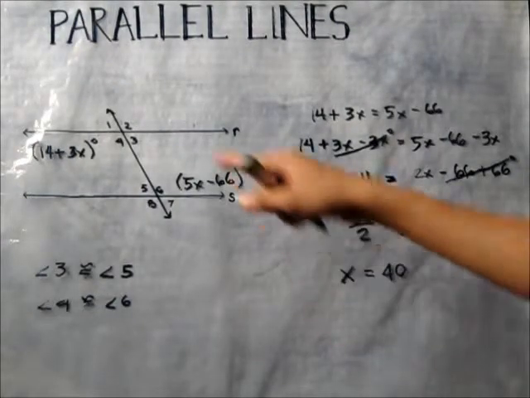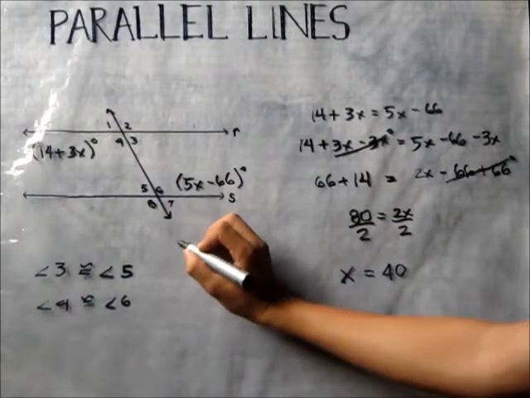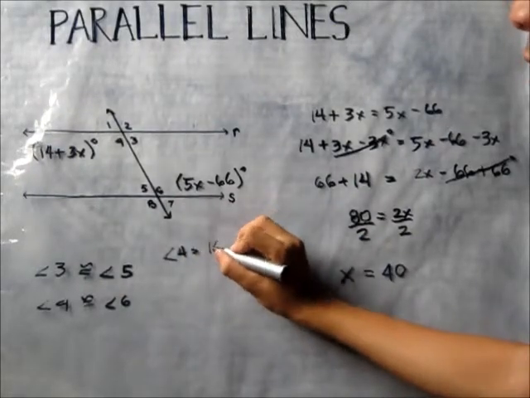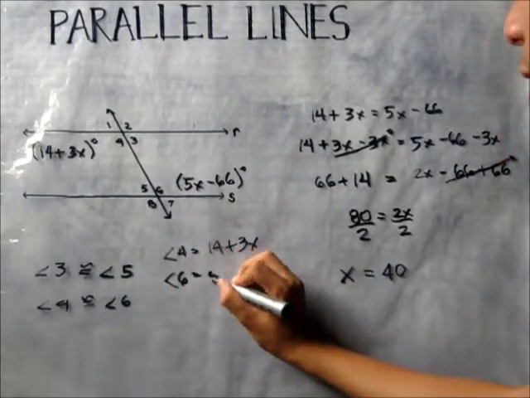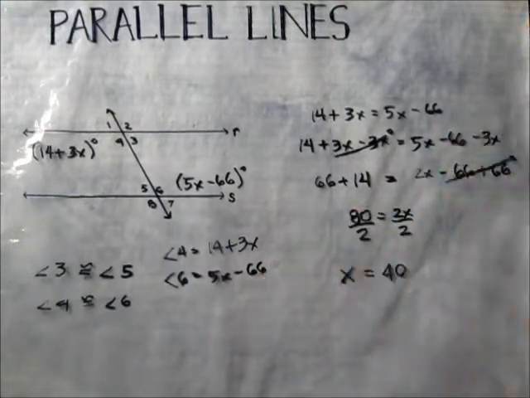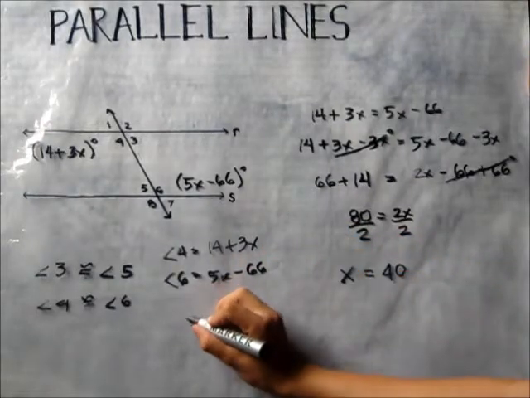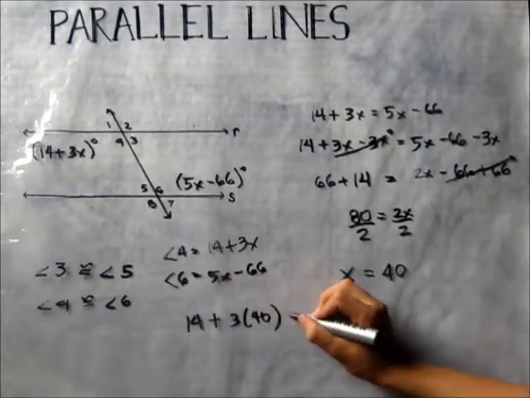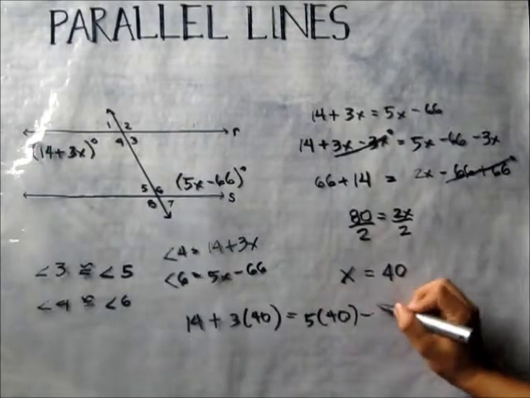To check if angle 4 and angle 6 are congruent, we must substitute the value of x into each variable. Angle 4 is equal to 14 plus 3x. And angle 6 is equal to 5x minus 66. Let's substitute x with 40. 14 plus 3 times 40 is equal to 5 times 40 minus 66.